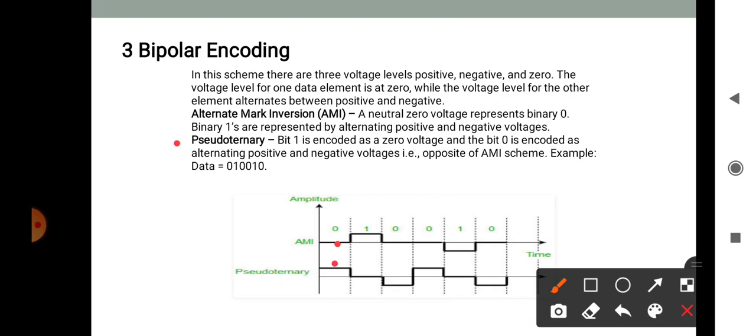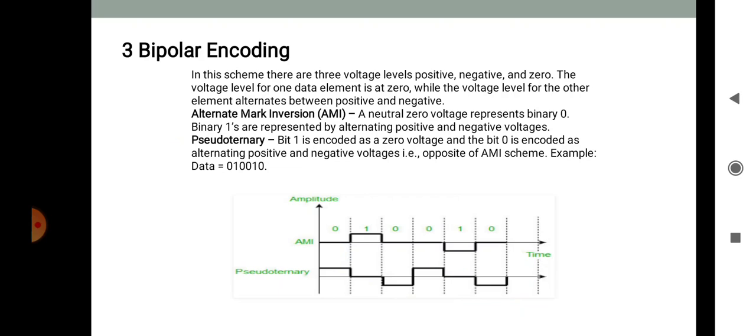Here 0 is represented alternately, so the first time positive, then 1 is represented as 0, then 0 is represented alternately: first time positive, then second time negative, then third time positive, then negative. So here 0 is represented alternately and 1 is represented as 0. Both 1s are represented here as 0 0. This is the bipolar encoding, and it has two techniques, alternate mark inversion and pseudo-ternary.